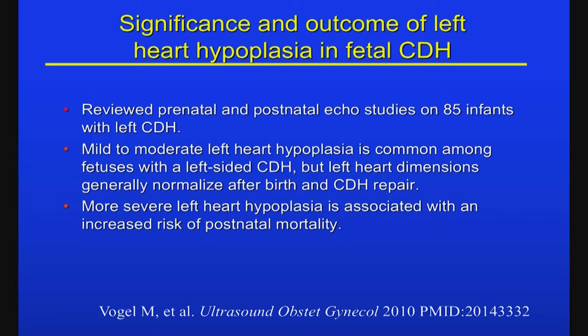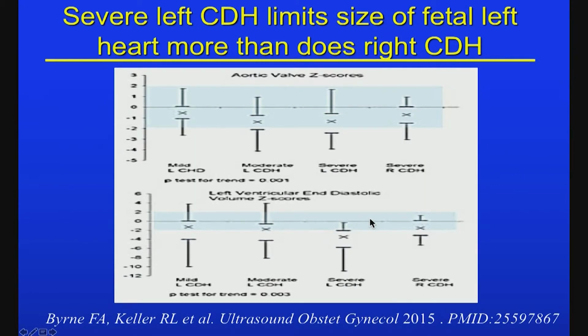Vogel looked at prenatal and postnatal echo studies in 85 babies. They found that mild to moderate left heart hypoplasia is very common among fetuses with left-sided CDH, but they tend to get better after birth. The more severe left heart hypoplasia was associated with an increased risk of mortality. And Byrne and Roberta Keller, again, looked at the left ventricle and the aortic valve, and Z-scores were proportional to the severity of left-sided defect, but not so much in right-sided CDH.